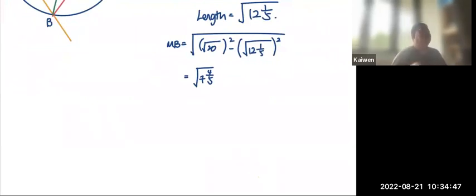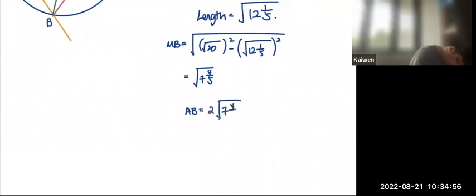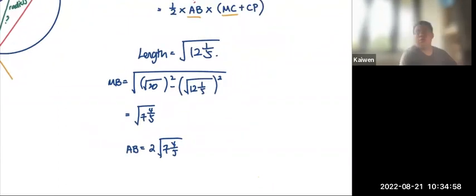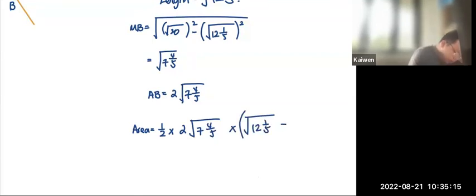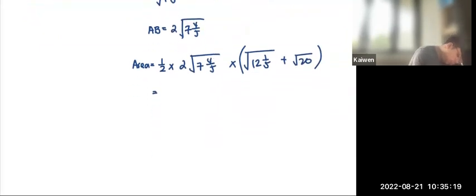So we have MB. We know that M is the midpoint of AB. We can compute AB. So AB is just double this thing. And right now we're done. We can solve the question now. We can find the area. So the area is equal to half times 2 square root of 7, 4 over 5, multiplied by the root of 12, 1 over 5 plus root 20. Final answer, 22.2 units squared.